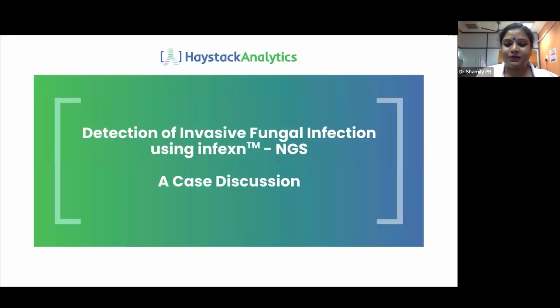So today what we are going to talk about is the detection of invasive fungal infection using infexn, an NGS diagnostic test, and it's about a case discussion.